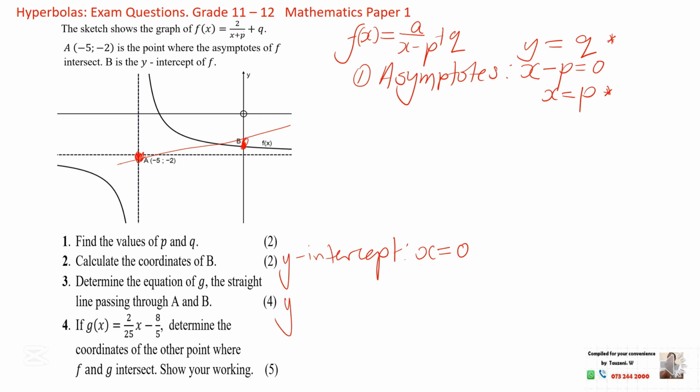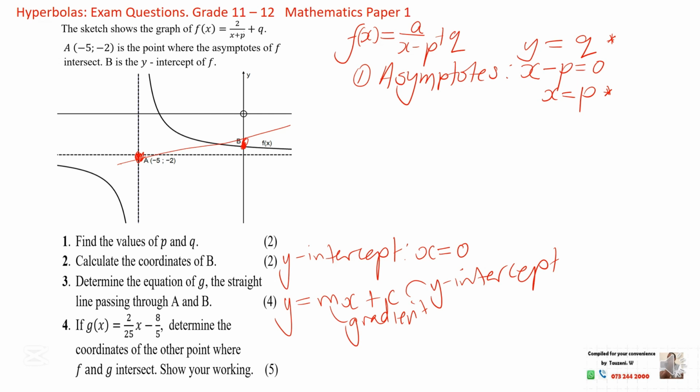The equation of a linear function in general is y is equal to mx plus c. In this equation, m represents the gradient and c represents the y-intercept. So for us to find the equation of line AB, we must know what the gradient is. We may have to calculate the gradient using the gradient formula.